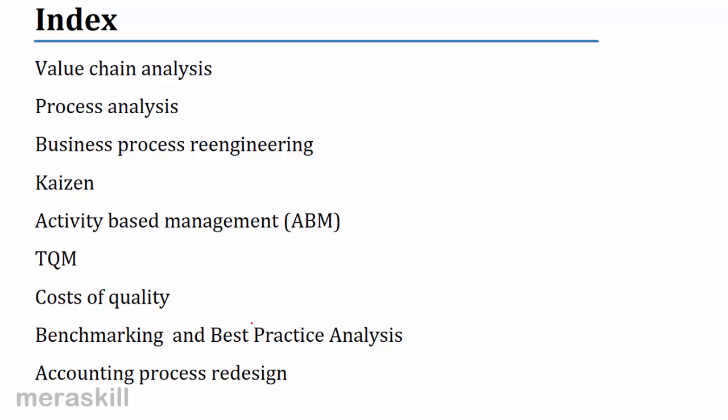Having done all these business processes, let us not forget that the accounting process is also a business process, and how shall we go about redesigning an accounting process? When should we look at redesigning? Is it effective? What are the benefits of such accounting process redesign?